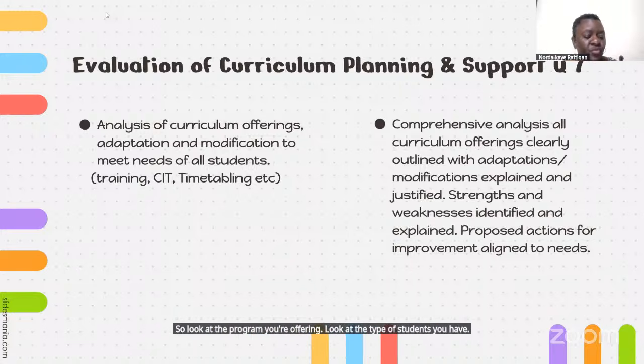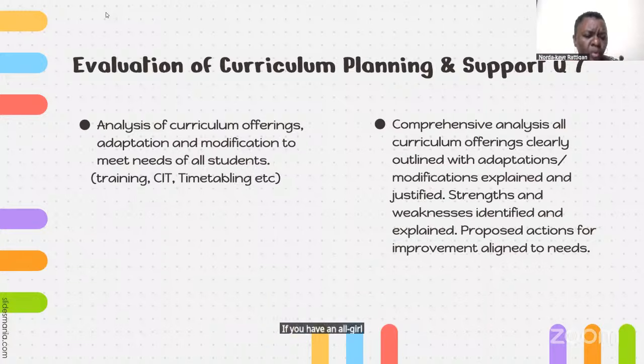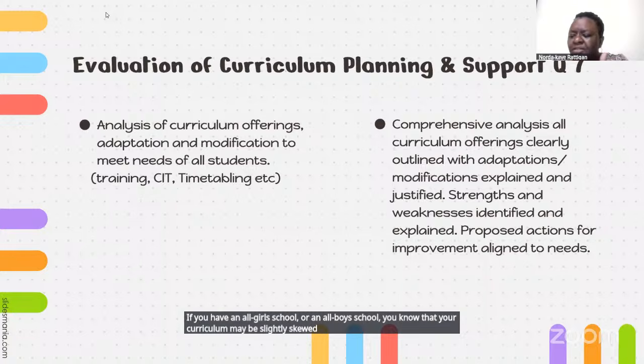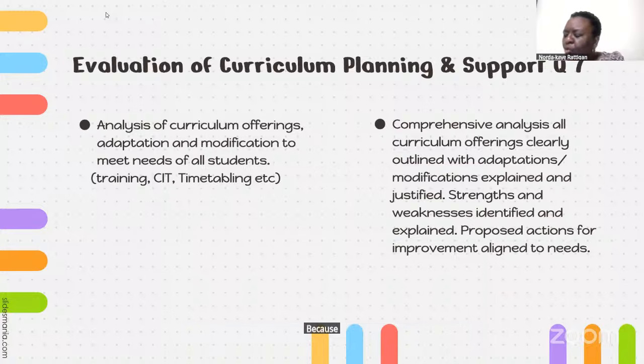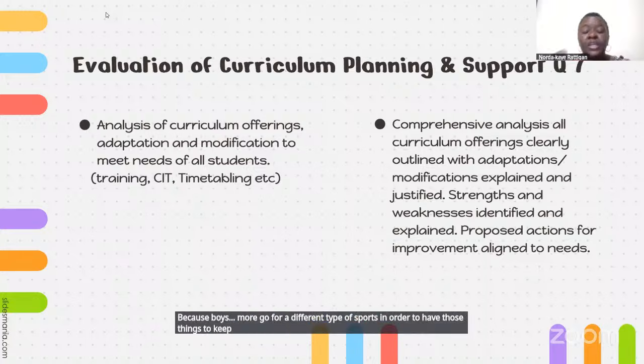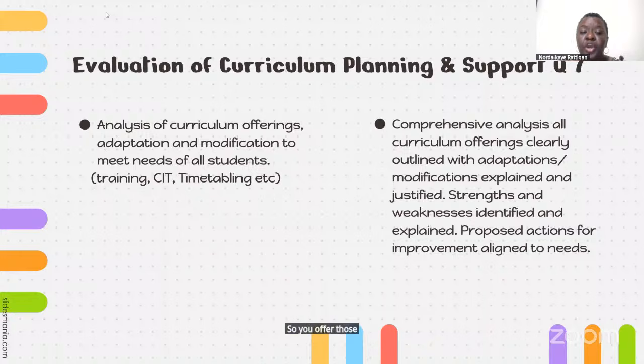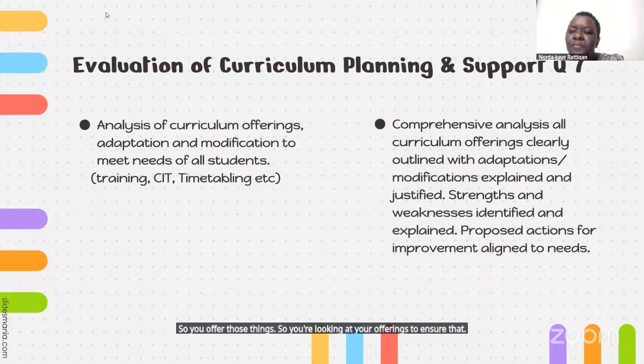Now, if you have students that are sports inclined, if you have an all-girls school or an all-boys school, you know that your curriculum may be slightly skewed towards different types of curriculum offerings, because boys more go for a different type of sports. You know that you have those things to keep them interested, different from the maths and the language and those basic subjects. So you offer those things. So you're looking at your offerings to ensure that you're meeting your vision and your mission.